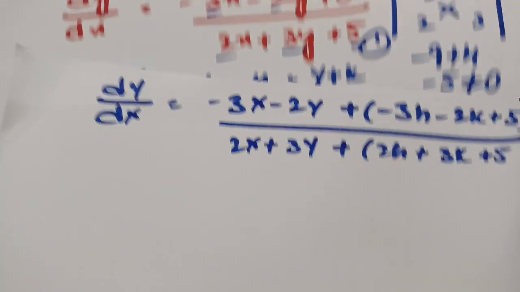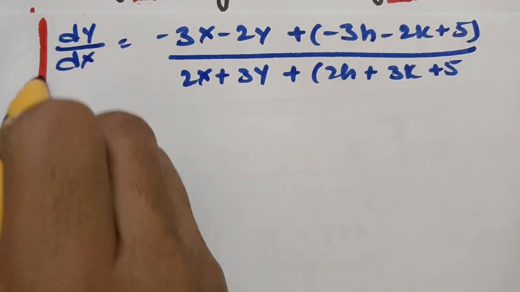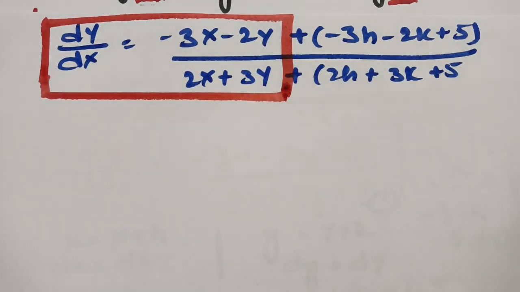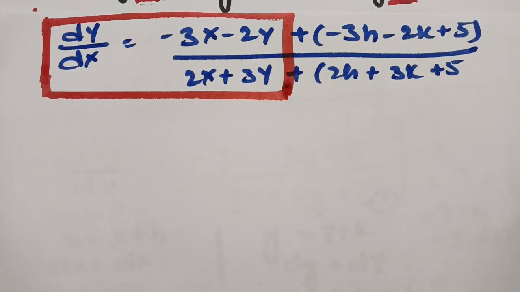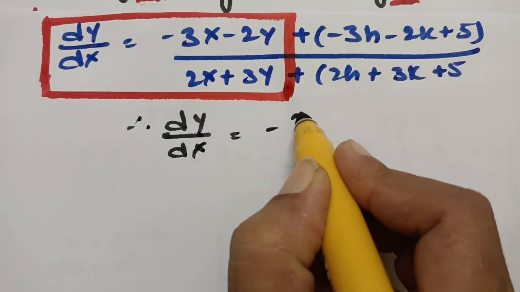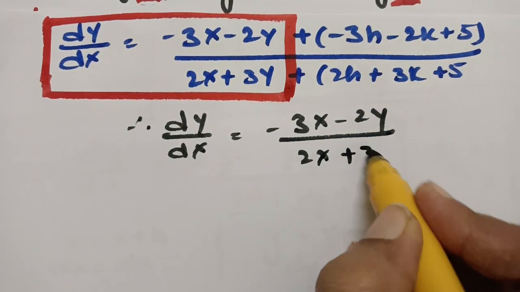And now after separating the homogeneous part, see here, what is the homogeneous part? dy by dx is equal to this one. So here I am considering this one and proceeding, and therefore dy by dx is equal to minus 3x minus 2y, divided by 2x plus 3y.